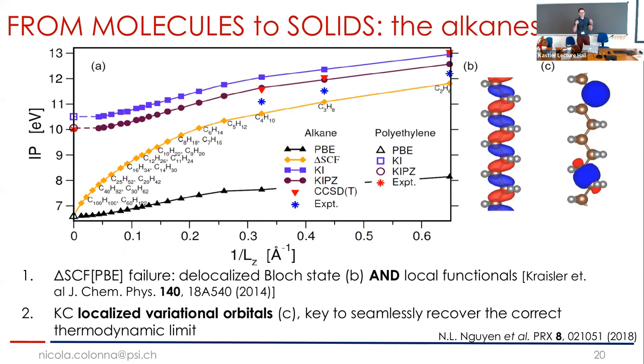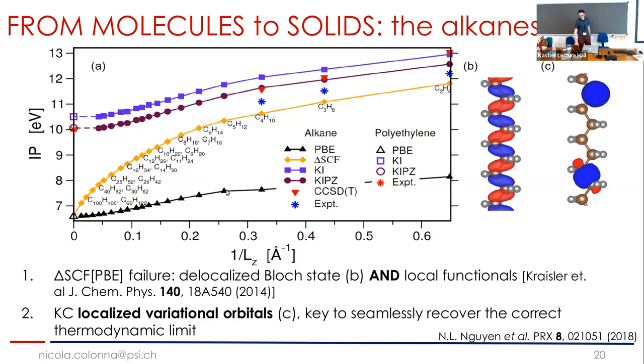So the single particle eigenvalue is replaced by a total energy difference between the neutral system and the system with plus or minus one electron. Now, you might know this, but it's well known that standard delta SCF on top of local or semi-local functionals is quite good for small molecules, but it's bound to fail in the thermodynamic limit. And to prove this, we did this computational experiment. We take an alkane chain, and we make it increasingly longer and longer toward the thermodynamic limit represented by the polyacetylene chain. And we look at the first ionization potential, again, estimated in different ways.